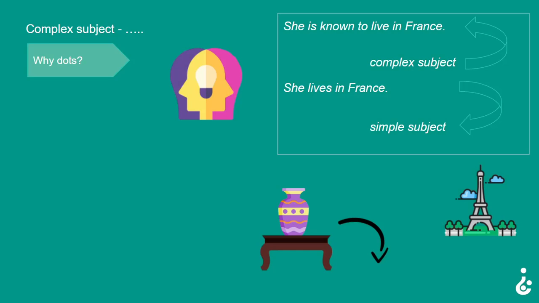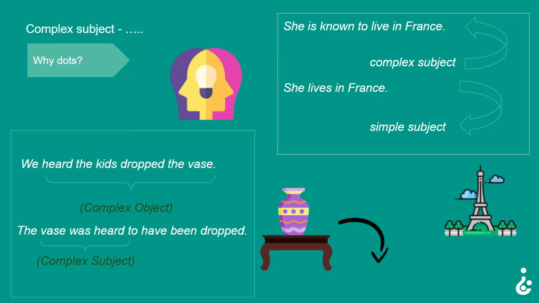Complex subject. Let's look. She is known to live in France. Simple subject: she lives in France. Complex object: we heard the kids dropped the vase. Complex subject: the vase was heard to have been dropped. Now let's look at some examples.